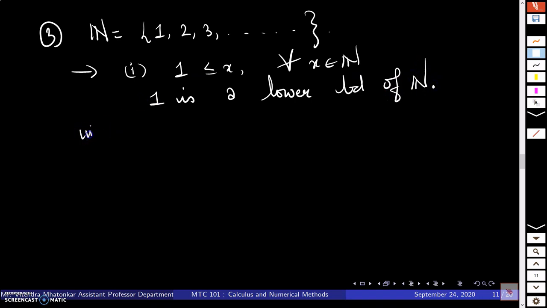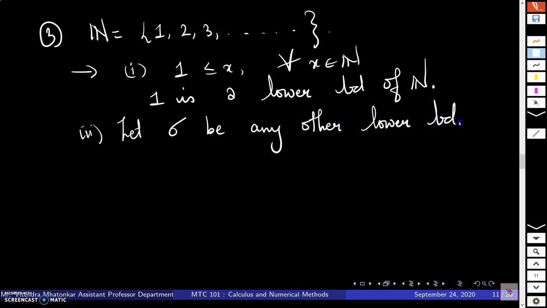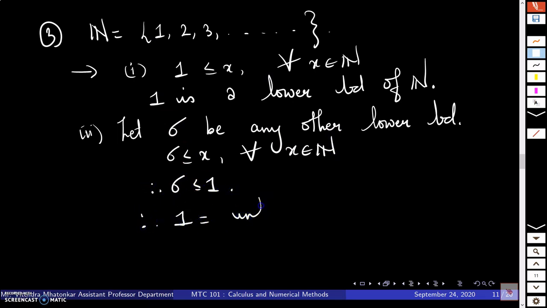Now you pick up any other lower bound. Let sigma be any other lower bound. Same procedure. So that means sigma is less than or equal to n for all the natural numbers. In particular, 1 is a natural number, and therefore sigma is less than or equal to 1, and therefore 1 is the infimum of the set of natural numbers N.